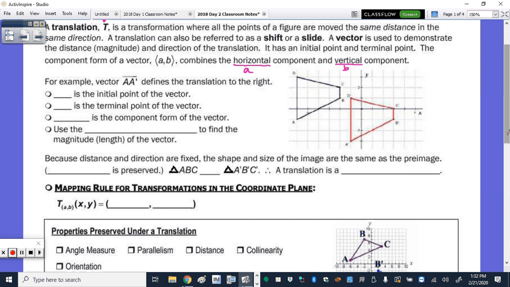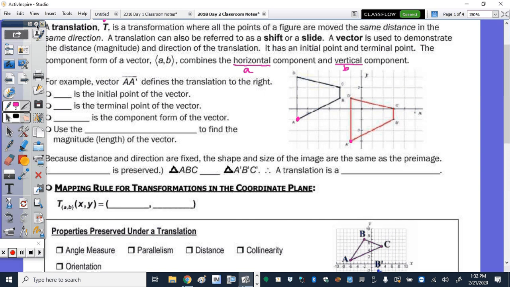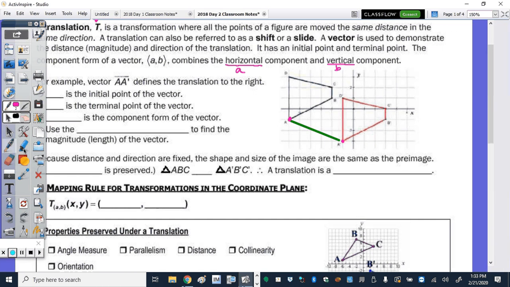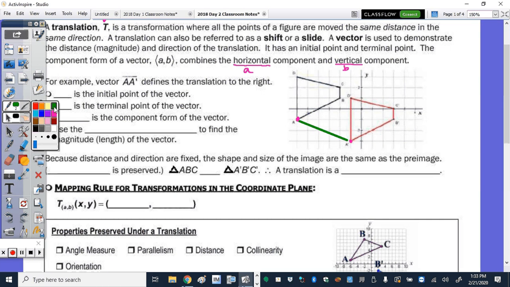And let's take a look at A and A prime. So let's draw first the vector. All a vector is an arrow, okay? So from A to A prime, let's draw the arrow. Okay, so that notes the shift that was made, okay? A is the initial point, so that's the letter written first, where A prime is the terminal point.